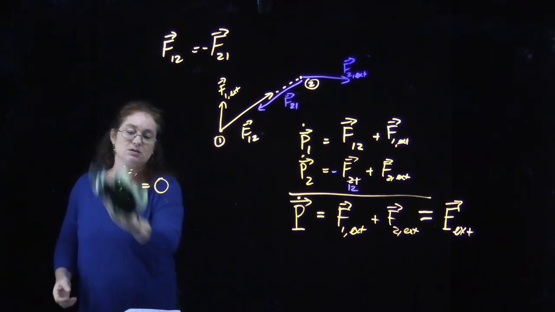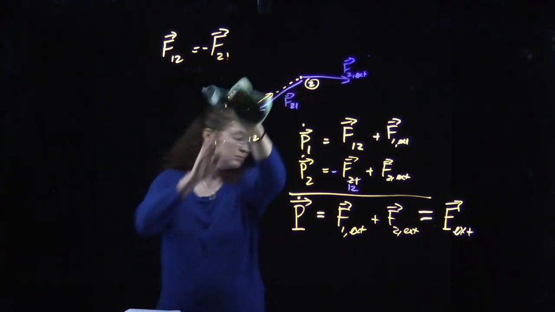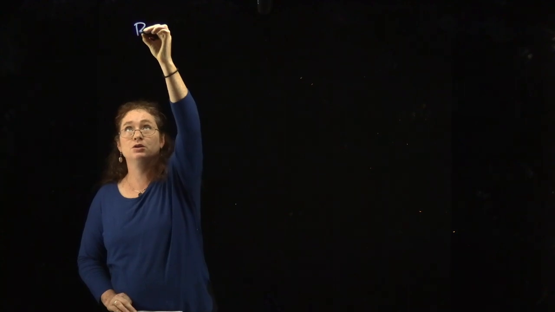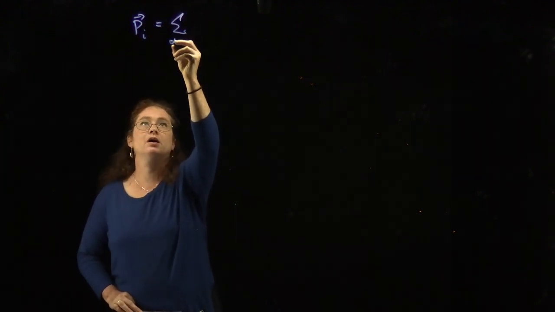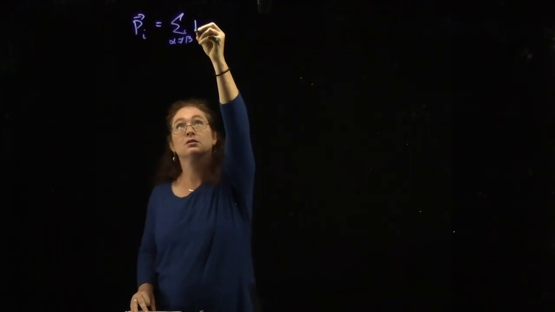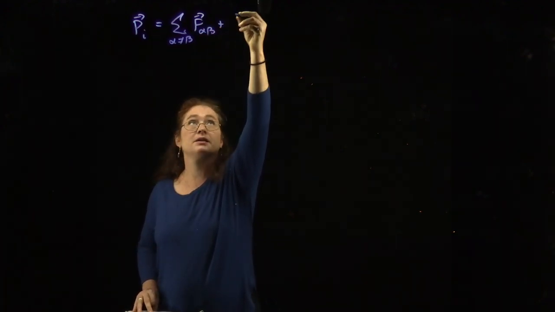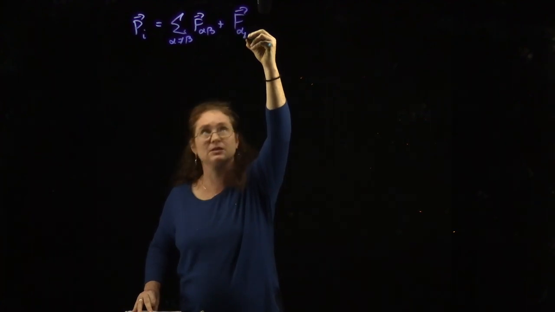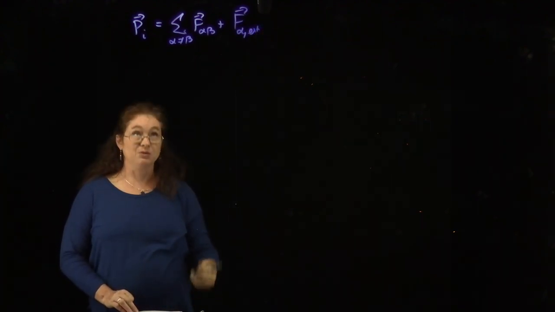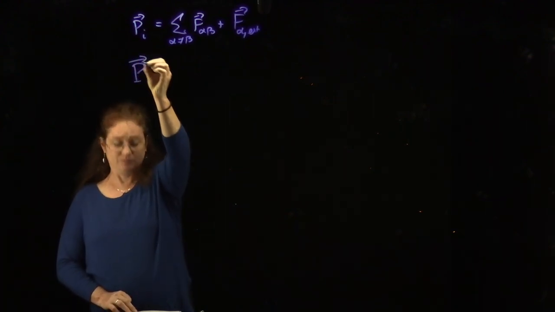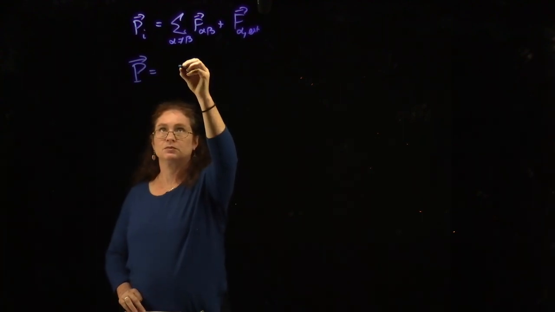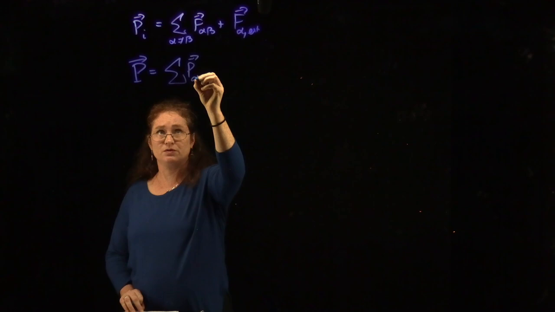So let me just expand my notation. In general, let's start with the momentum of one particle, P sub i, is equal to the sum of forces from other objects plus external forces, meaning not from the system that you're talking about. So then the total momentum is equal to the sum of the momenta of each of the given particles.